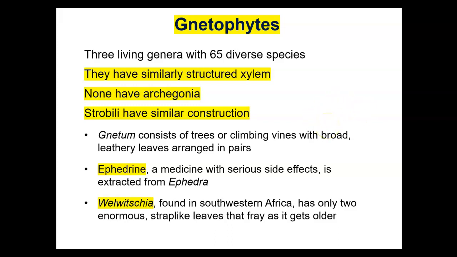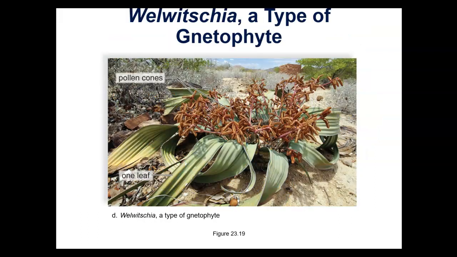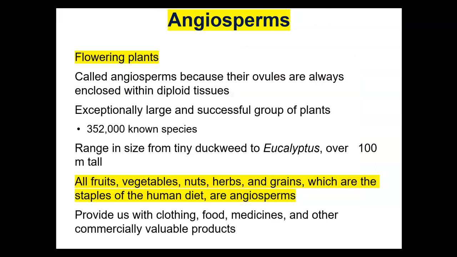It doesn't have that information on this slide, so you would have to Google it. But Welwitschia has a very, very long lifespan, longer than humans for sure. And this is a picture of ephedra, which produces ephedrine. And this is the Welwitschia. Like I say, I know it can live hundreds, if not 1,000 years. And then we have the section on angiosperms. Let me look at our time.